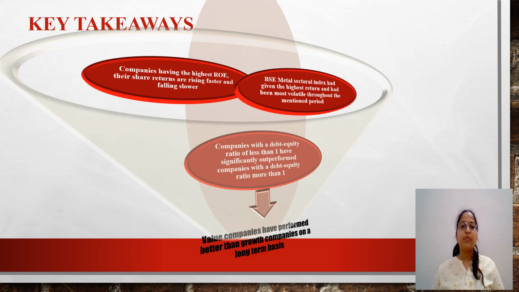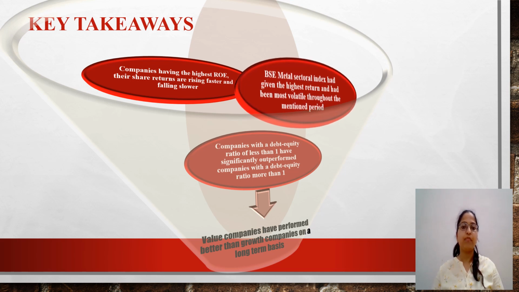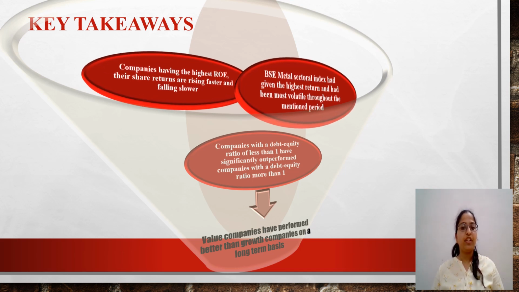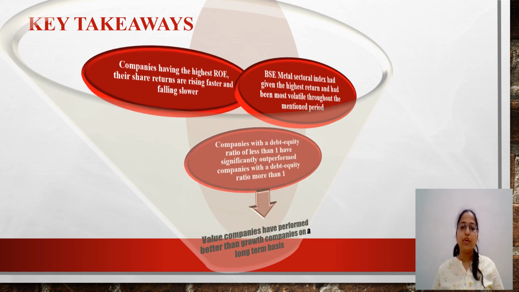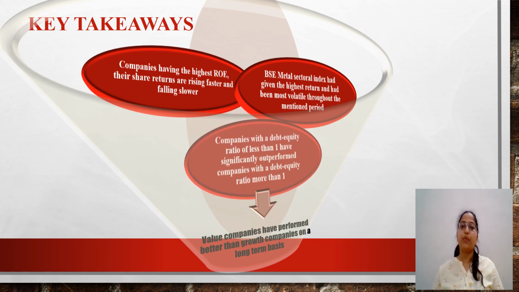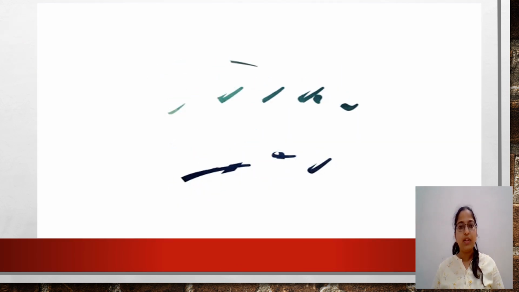Key takeaways of this presentation are: BSE Metal Sector Index had the highest return and has been highly volatile throughout the period. Companies having the highest ROE, their shares must be rising faster and falling slower. Companies with a debt to equity of less than 1 have significantly outperformed the companies with a debt to equity of more than 1 during this time frame. Value companies have performed better than the growth companies on a long-term basis. So, thank you for listening.